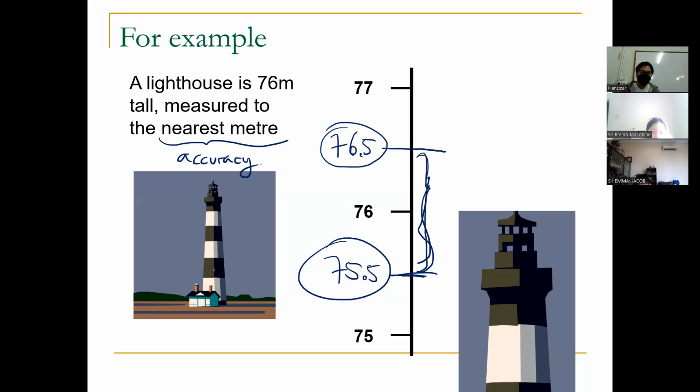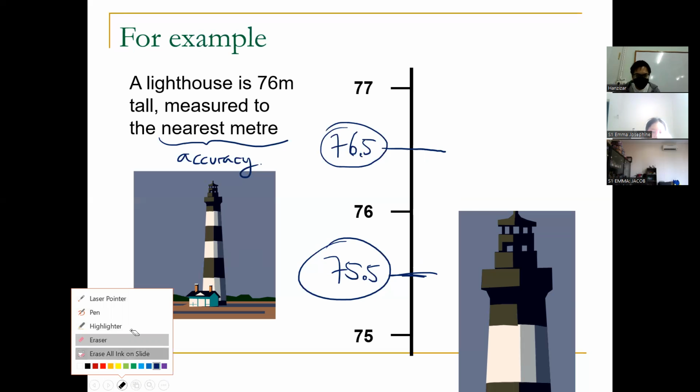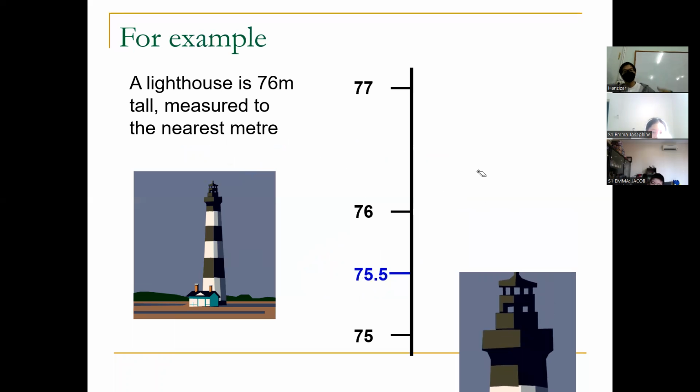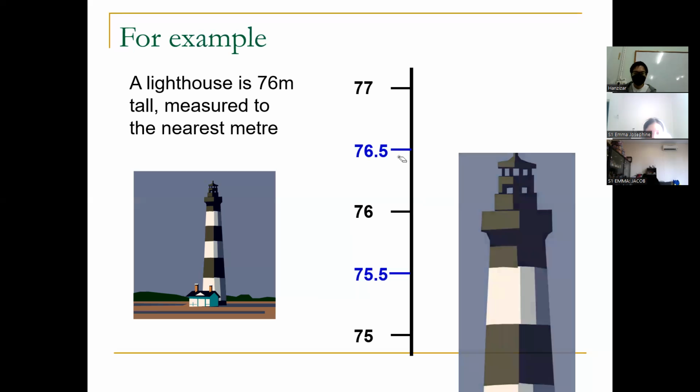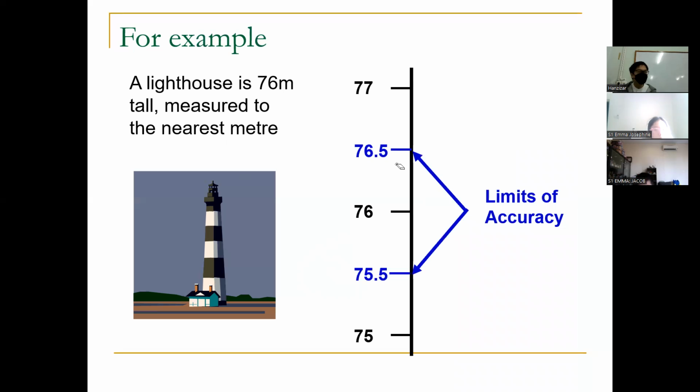So this is the accuracy of the measurement of the height of the lighthouse. Okay. So this is the least possible value, 75.5, and this will be the most possible value, 76.49999, or it can be written as 76.5 also. Rounding. Next. So that's the limits of accuracy. This is repeating what I have written. So the height of the lighthouse is in between 75.5 and 76.5.